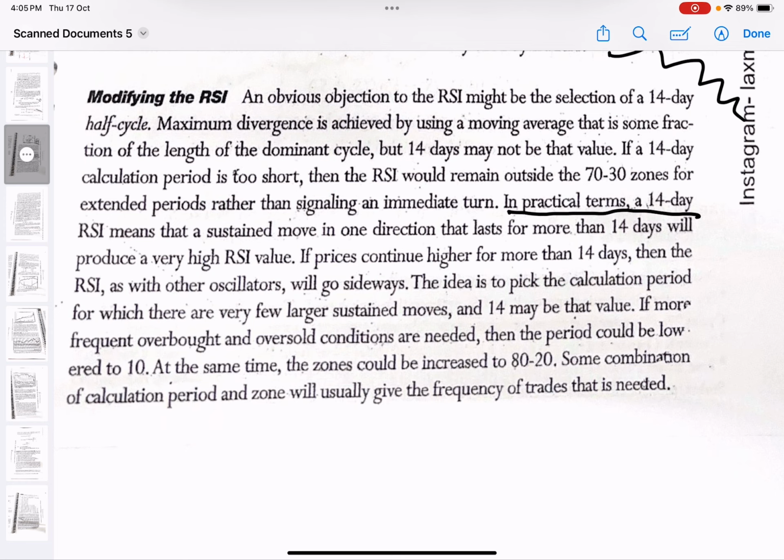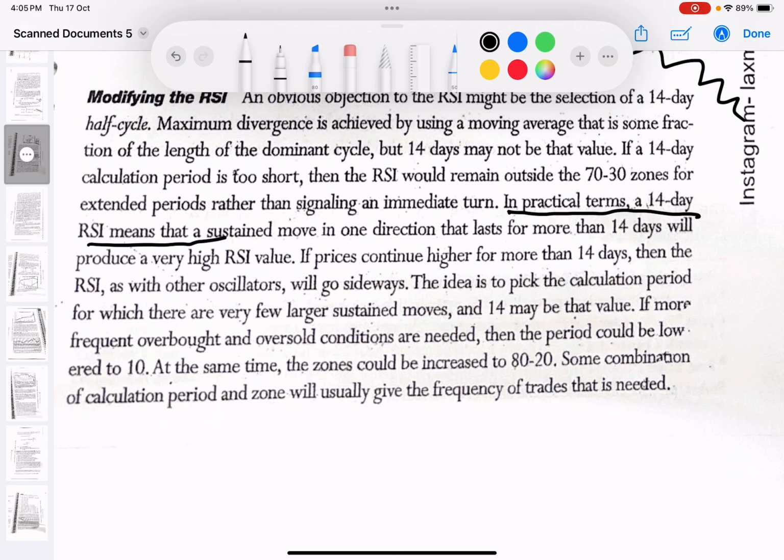In practical terms, a 14-day RSI means that a sustained move in one direction that lasts for more than 14 days will produce a very high RSI value. If the price continues in the same direction, which means if the price continues higher for more than 14 days, then RSI will go sideways. The idea is to pick the calculation period for which there are few large sustained moves. If there are many large moves, then again, you might not ever get an entry signal.